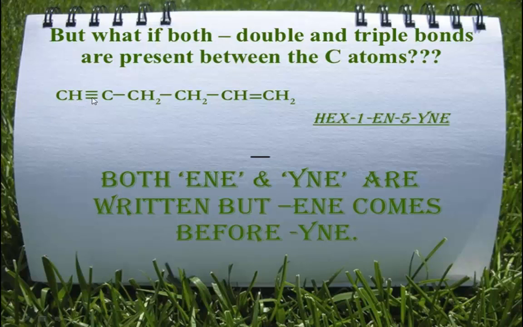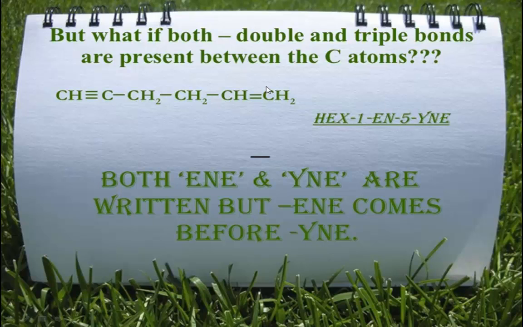Here a CH triple bond is present, here carbon atoms with CH2, CH2, CH, and here one is a double bond. During this time, remember both ene and yne are written, but ene comes before yne. Therefore, the name of this compound is hex-1-ene-5-yne.